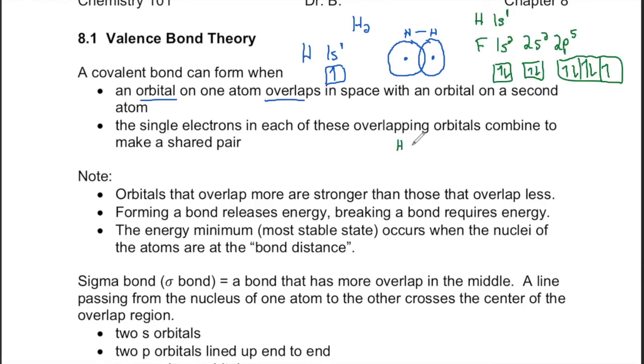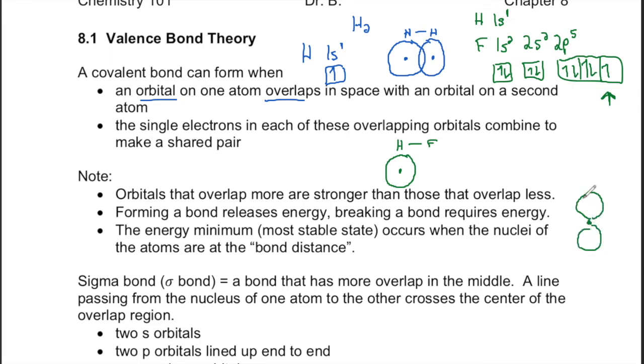Let's take a look at an HF molecule. So H still has that 1s1, so it has an electron that's in an s orbital. Fluorine has 1s2, 2s2, 2p5. So the electron that is unpaired and needs to form a bond is actually in a p orbital. And p orbitals do not look spherical. They kind of look like a double lobed shape.